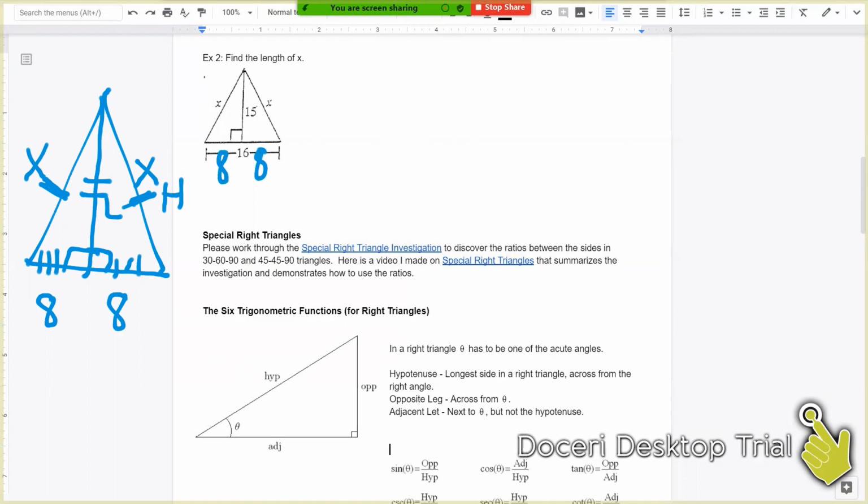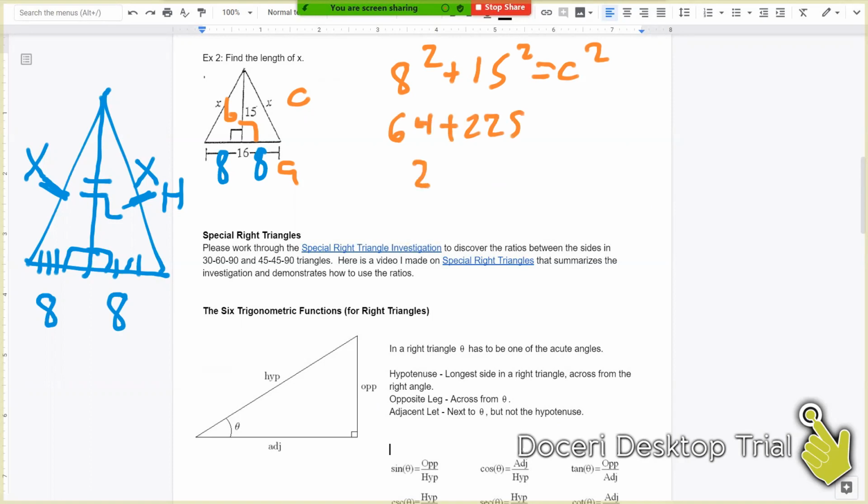So now we can do the Pythagorean theorem by labeling this side A, that side B, and that side C. I could have switched A and B, it wouldn't have mattered, but C had to be the side length x because it's the hypotenuse. So then we get 8 squared plus 15 squared is equal to c squared. 64 plus 225 is equal to 289 is equal to c squared. Take the square root, and you get that c is equal to 17. So that's the length of x.